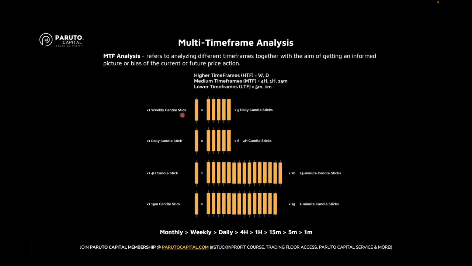A typical one weekly candlestick would comprise about 5 daily candlesticks, Monday to Friday. One daily candlestick will comprise about 6 4-hour candlesticks, and one 4-hour candlestick will comprise about 16 15-minute candlesticks, and one 15-minute candlestick is going to comprise about 15 1-minute candlesticks. So when you look at multi-time frame analysis, usually it starts from the monthly, then the weekly and daily, and then 4 hour, 1 hour, 15 minutes, 5 minutes, and then 1 minute.